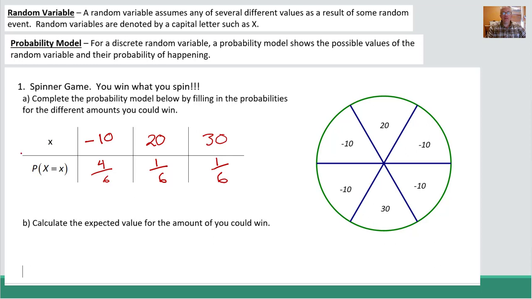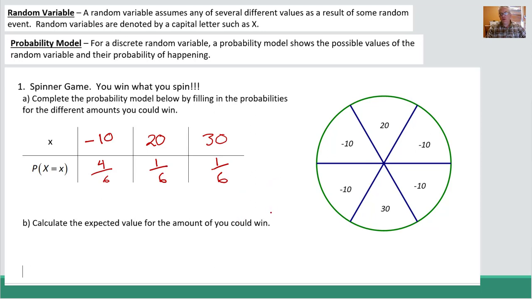This whole thing is an example of a probability model or distribution. When we list the values you could win, the values of a random variable, and their probabilities, that's called a probability model or a probability distribution. Okay, so a random variable takes certain values. If you list the values and the probabilities, that's a probability model. That's basically what you need to know about that.